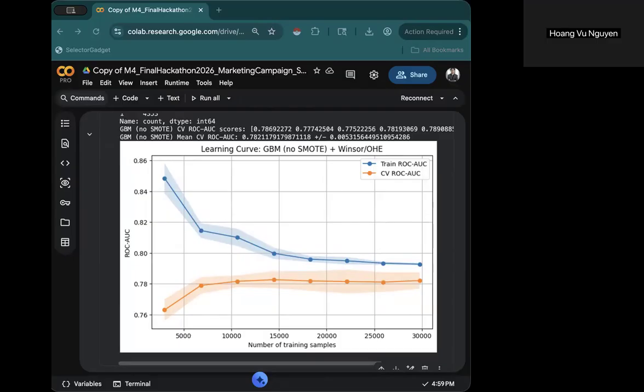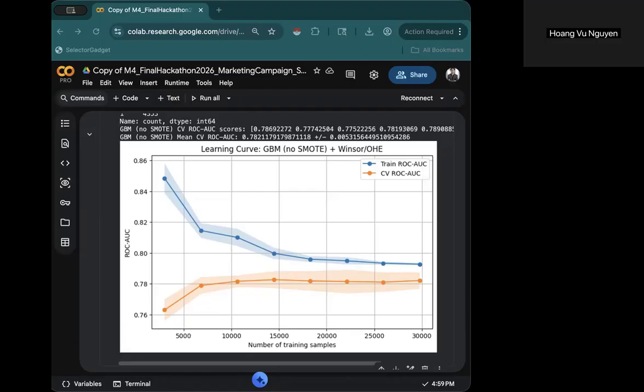After removing SMOTE, validation ROC AUC increased. Learning curves remained stable, and the train and validation gaps stayed relatively small. This was a key decision. It shows that preprocessing must be model specific rather than universally applied.